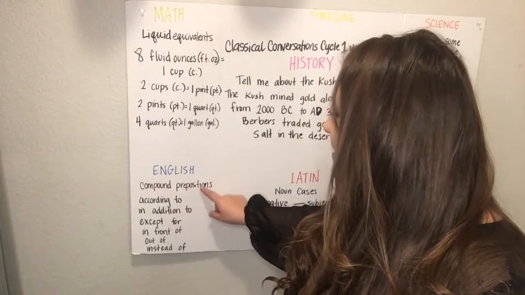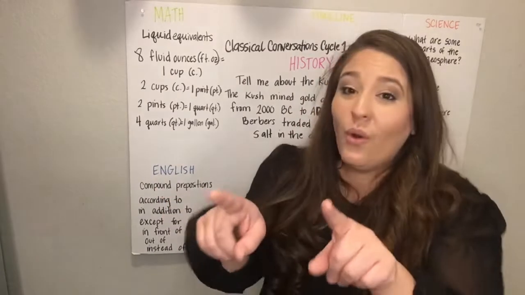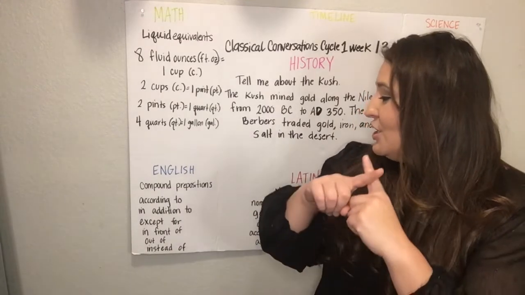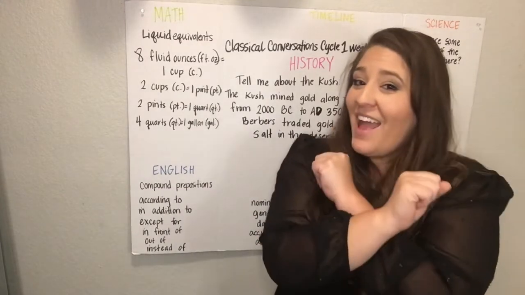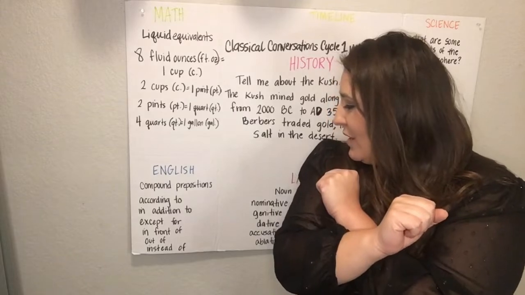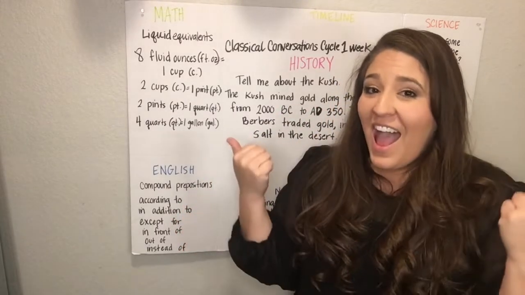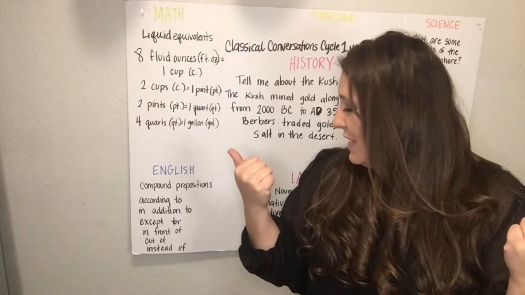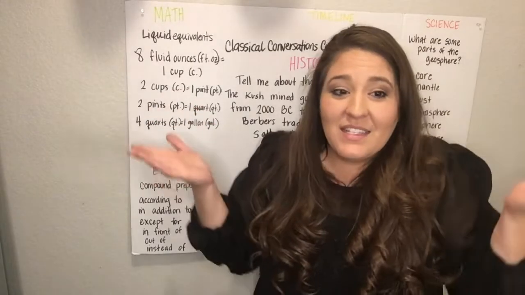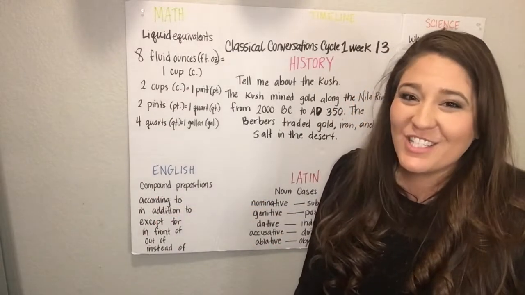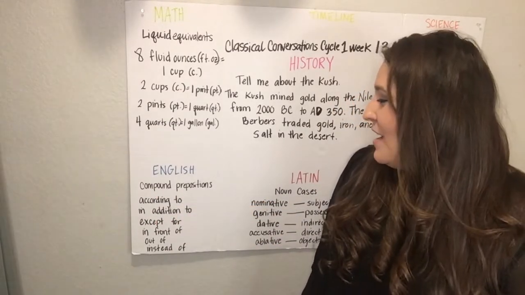Compound prepositions, according to, in addition to, except for, in front of, out of, instead of, are compound prepositions.